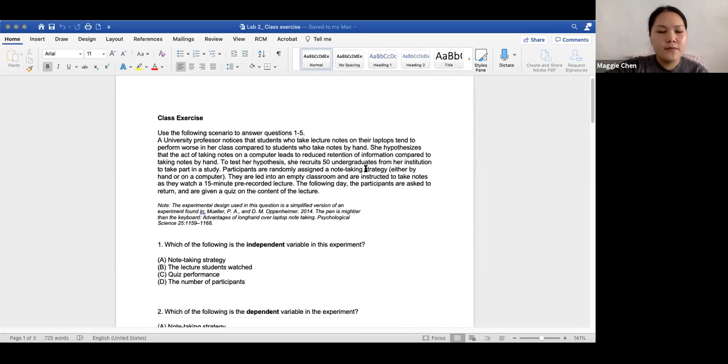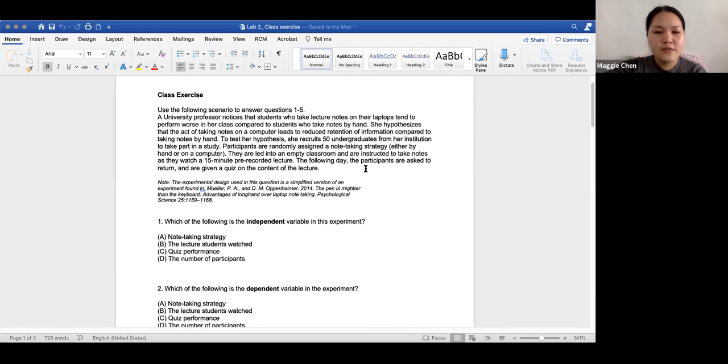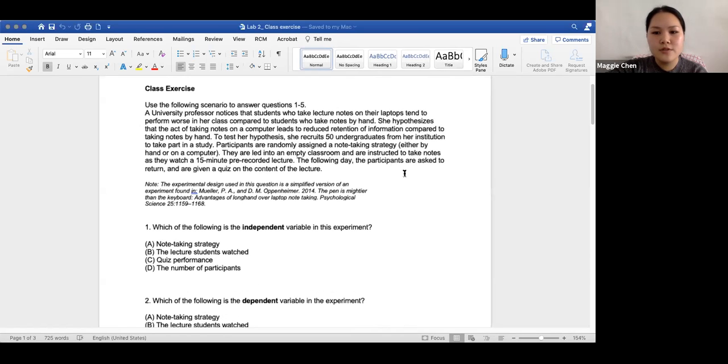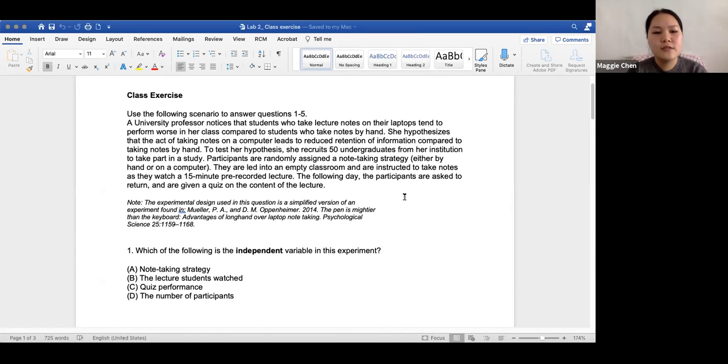So for this class exercise, let me just read you our case study. We are looking at a university professor that notices students who take lecture notes on their laptops tend to perform worse in her class compared to students who take notes by hand. She hypothesizes that the act of taking notes on a computer leads to reduced retention of information compared to taking notes by hand. To test her hypothesis, she recruits 50 undergrads from her institution to take part in the study.